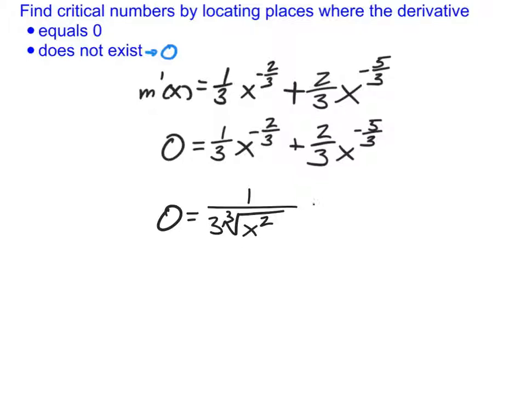Then we've got the plus. Nothing changed there. I have another fraction with the 2/3. The 2 is going to be by itself on top, but then I've got the 3 on the bottom. And in this case, it's going to be the cube root of x to the power of 5.